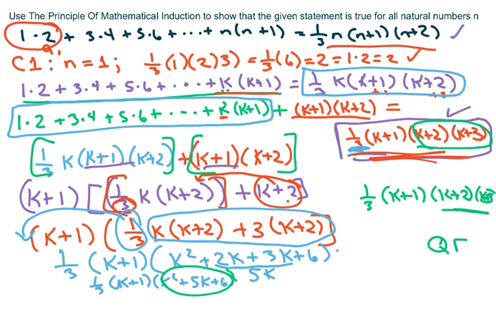So, which is what had to be proven. The left side looks like the right side. Condition 1 and condition 2 have been satisfied. Therefore, this given statement is true for all natural numbers n.